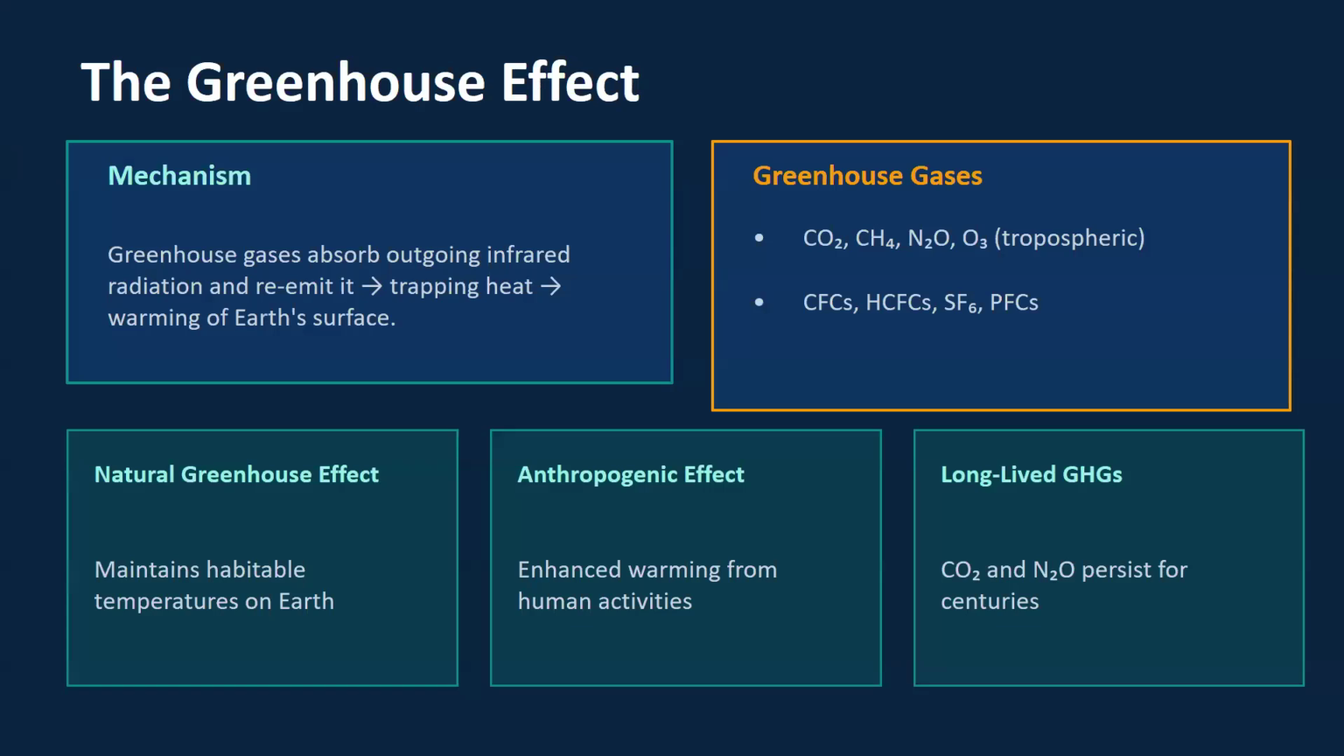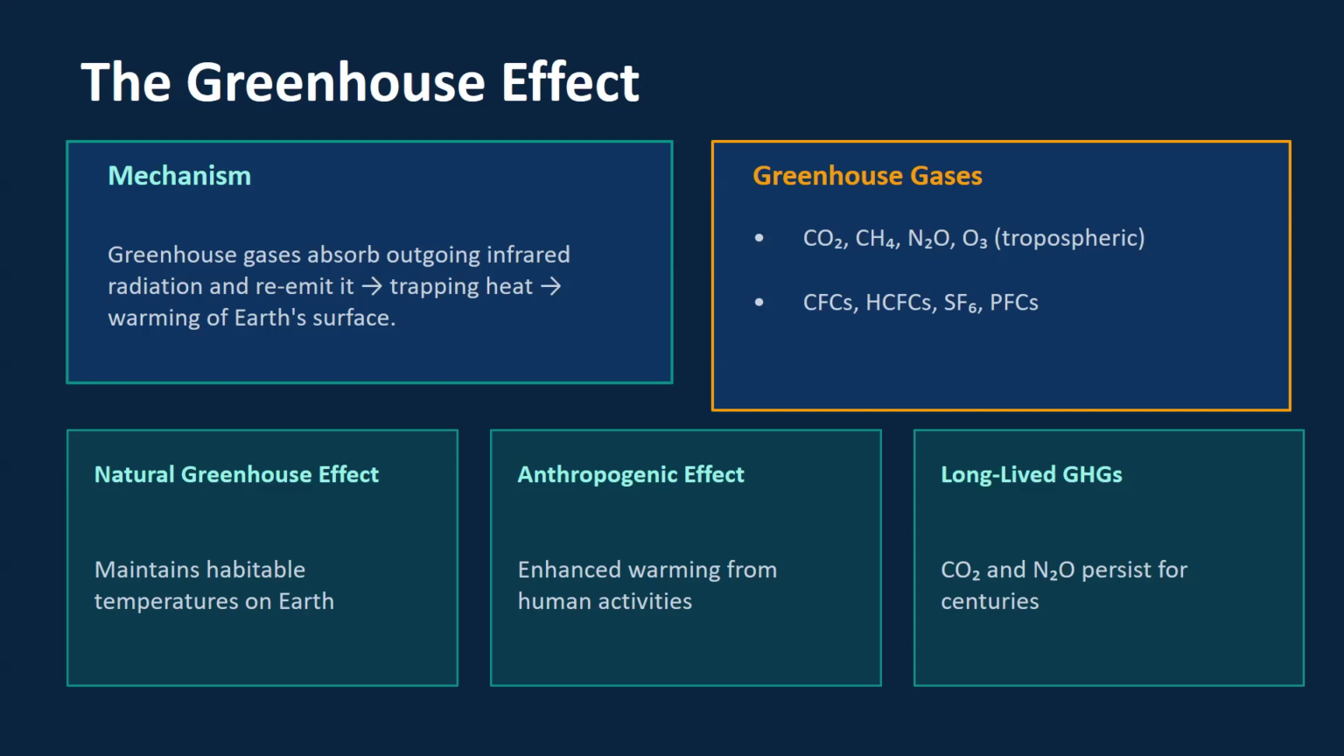We will understand the greenhouse effect. What is the mechanism of this effect? The greenhouse gases absorb outgoing infrared radiation and re-emit it, trapping the heat and causing the warming of Earth's surface. The greenhouse gases include carbon dioxide, methane, N2O, and tropospheric ozone, again chlorofluorocarbons and hydrochlorofluorocarbons, and some other chemicals.